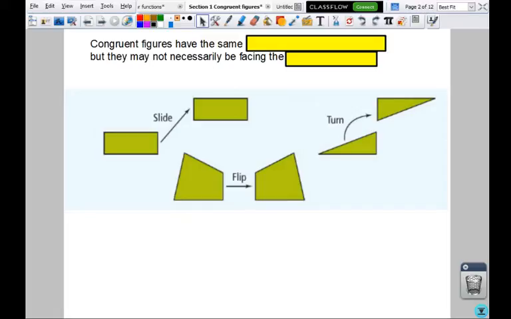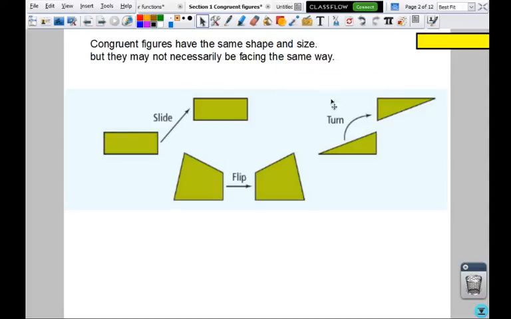So, we're going to be looking at congruent figures today. The whole chapter is about congruent shapes. This one is about congruent figures, which is basically the same thing. Congruent figures have the same shape and size, but they may not necessarily be facing the same way.